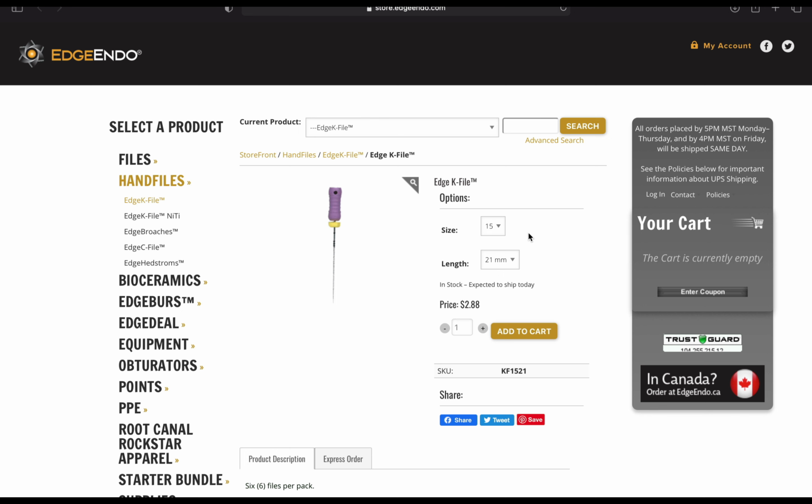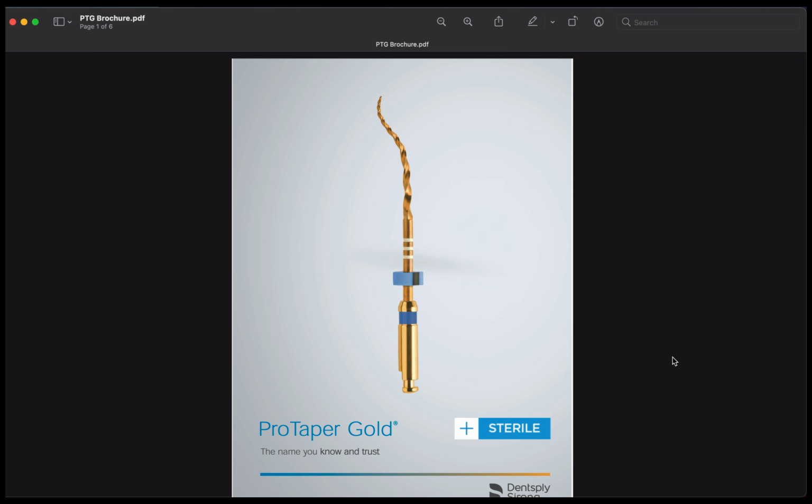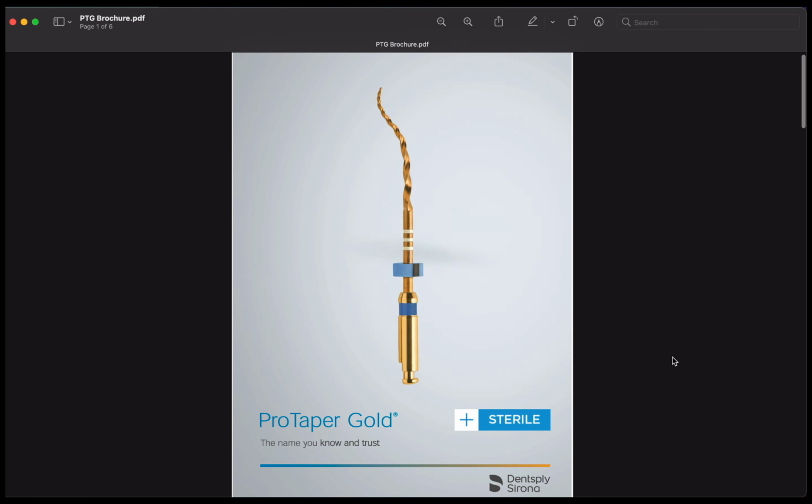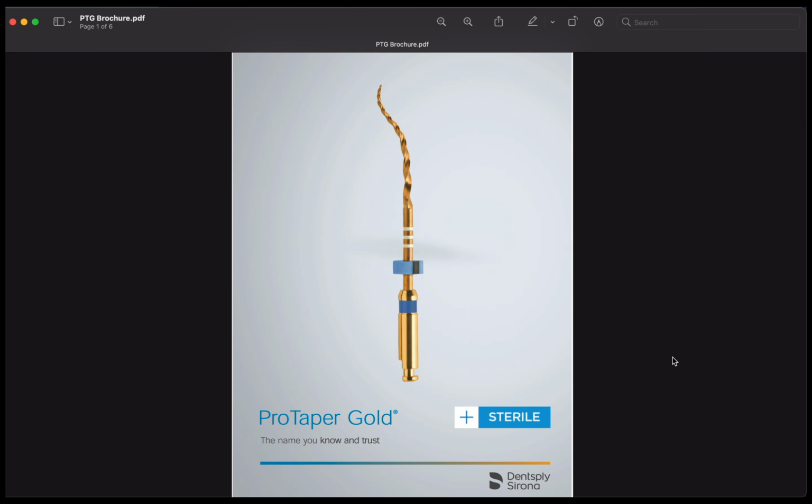All right, so let's get into rotary files now. The first rotary system that I want to go over with you is ProTaper Gold, again by Dentsply Sirona. So ProTaper Gold has been out for some time now.